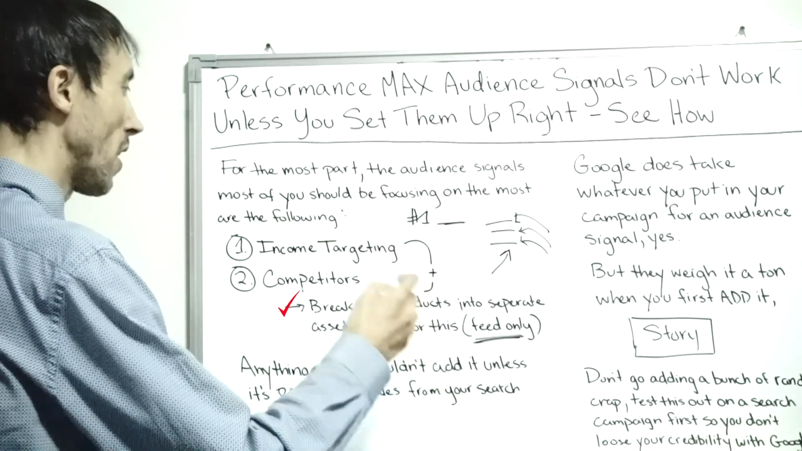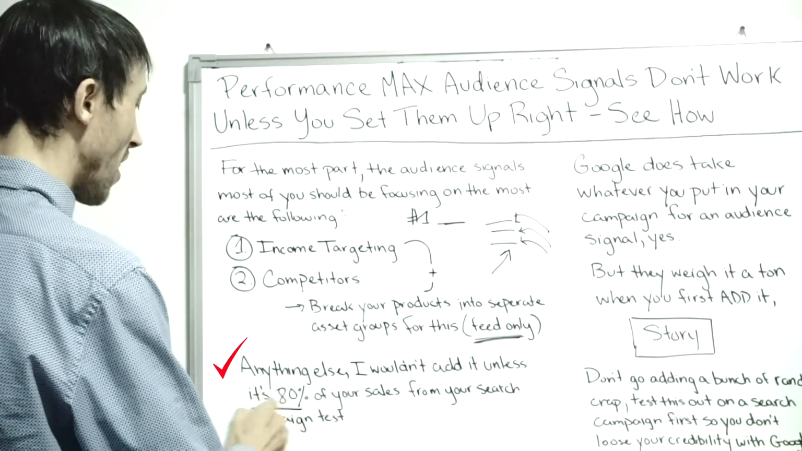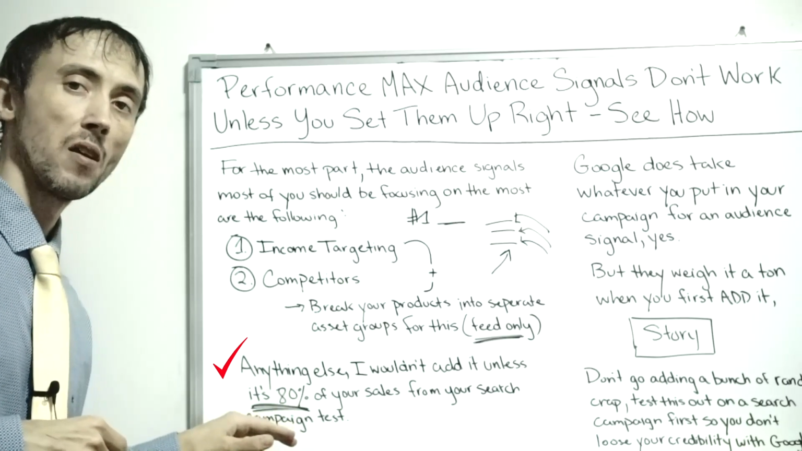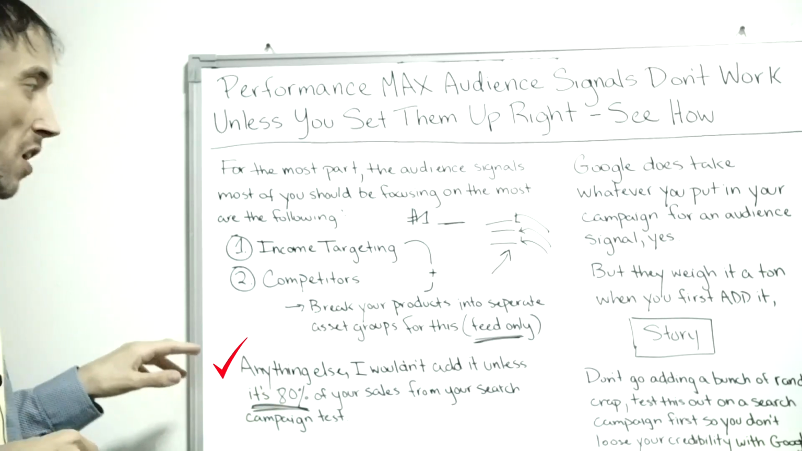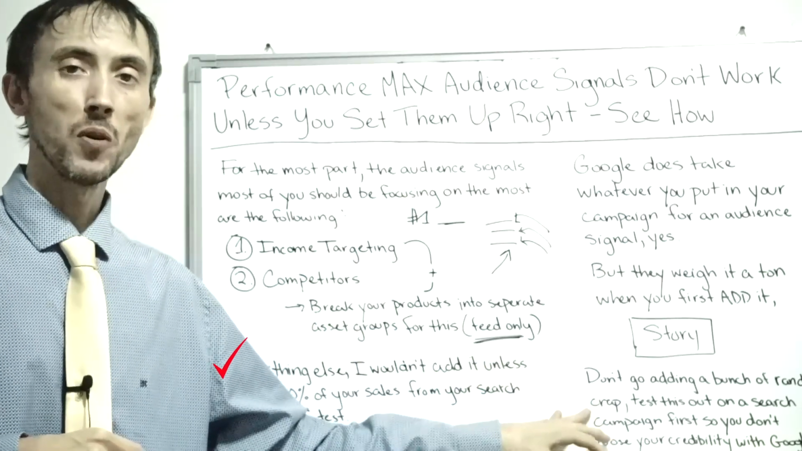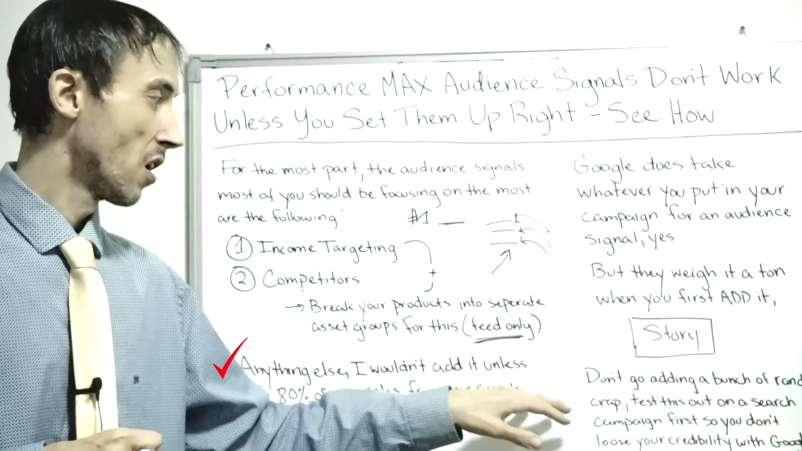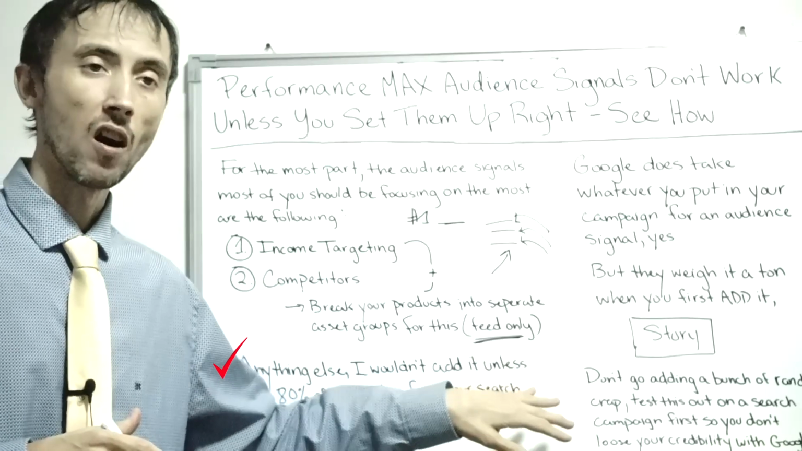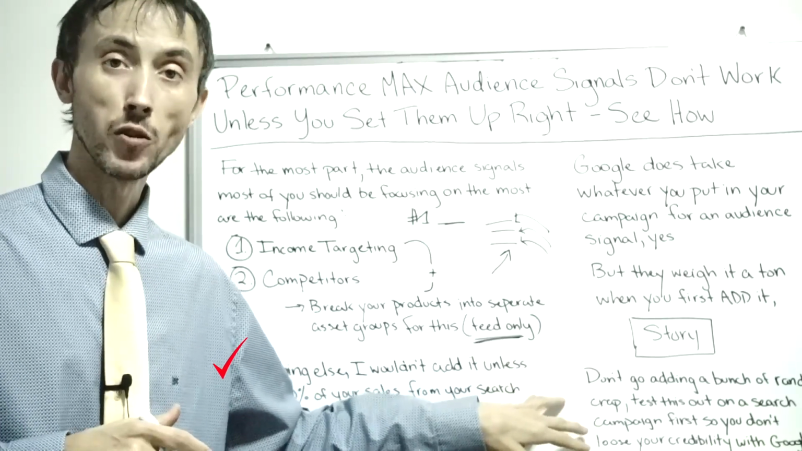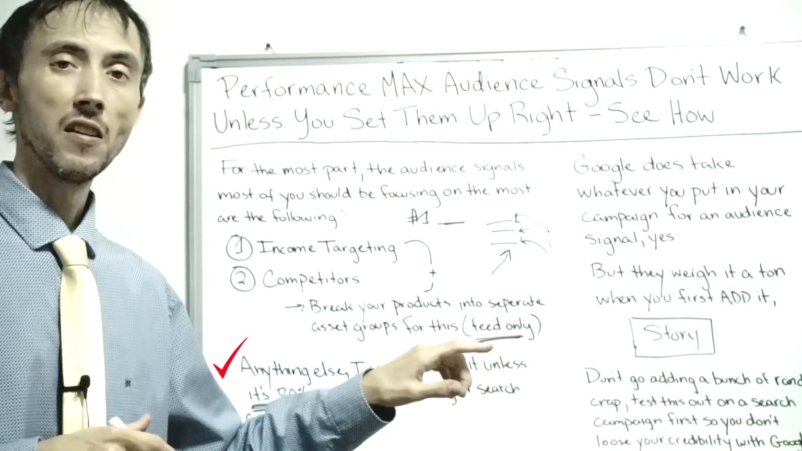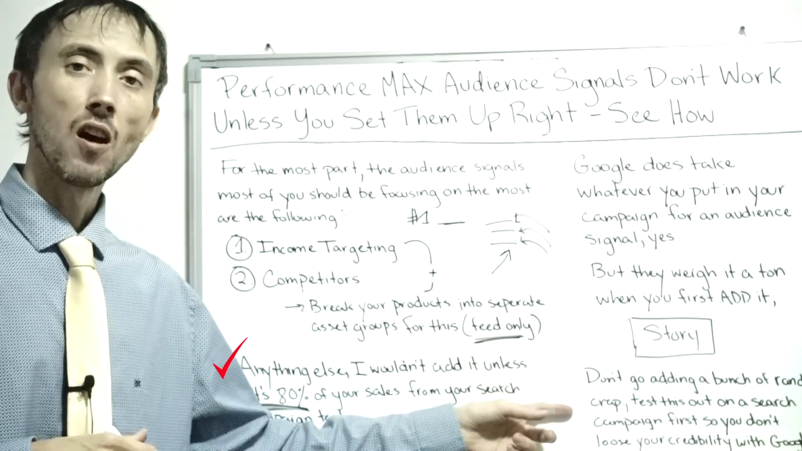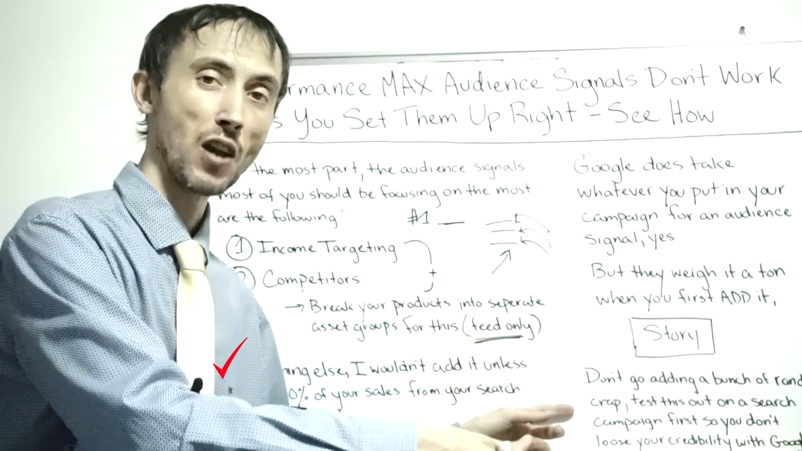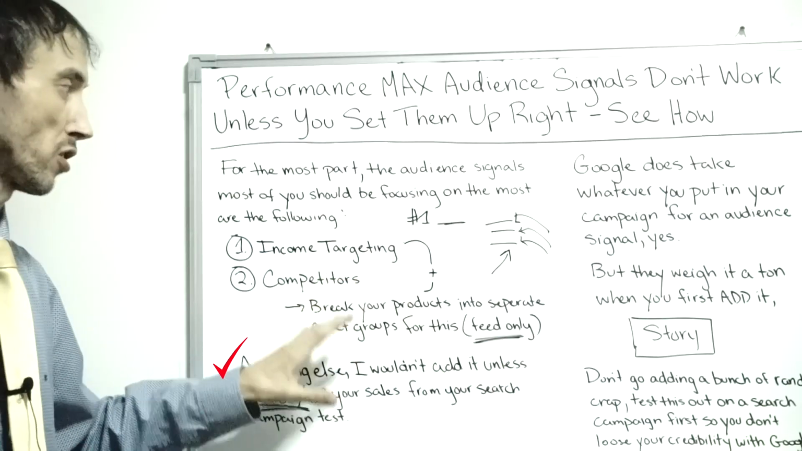So in summary here, don't add an audience signal to your PMAX campaign unless it's drawing 80% of your customers. So in other words, if you know that people who buy, let's say, SEO services fall into the likes-to-travel category, then unless at least 80% of all the leads that you get fell into that travel category, don't add it as an audience signal to your PMAX campaign.